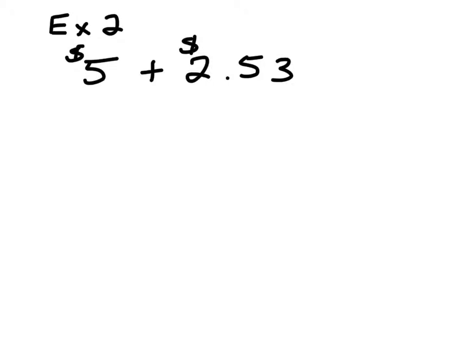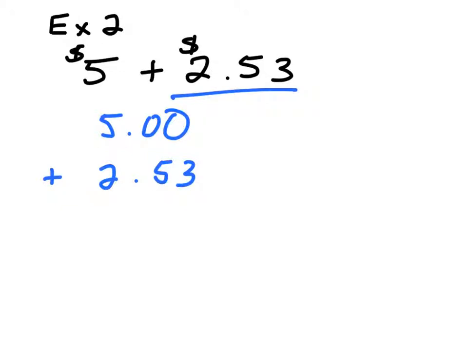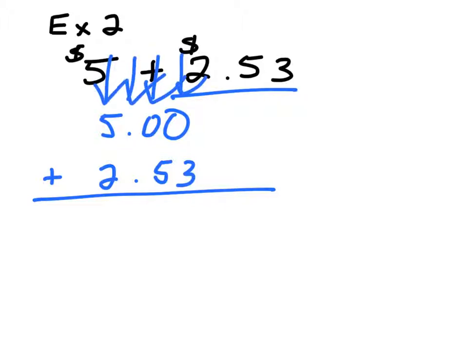Now our second example, kind of the same type of thing. Since I have a decimal here, I want to make sure that I write $5 as a decimal. So 5.00. Then I'm going to add to it $2.53. Notice I have everything lined up. I have my hundredths lined up, I have my tenths lined up, I have my decimals lined up, and I have my ones lined up.